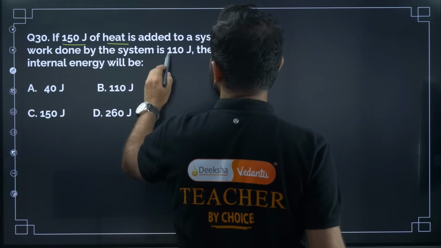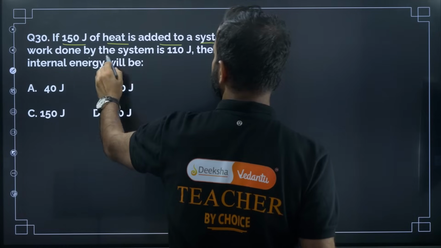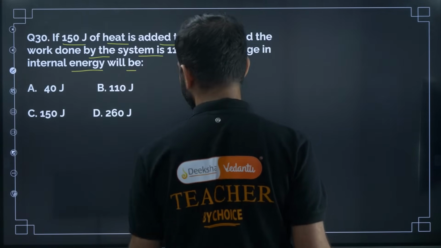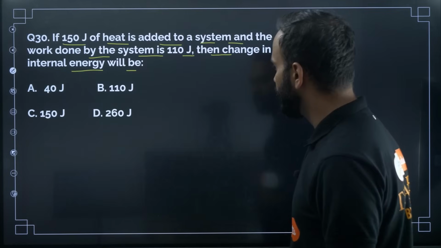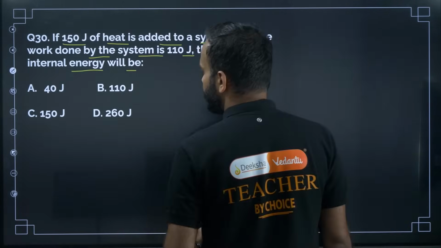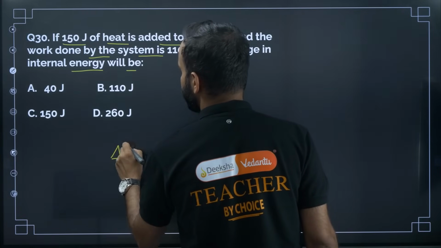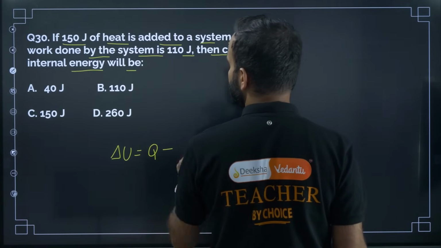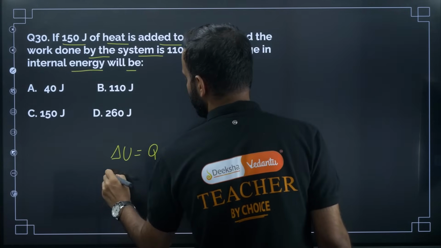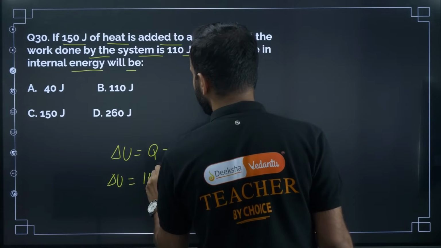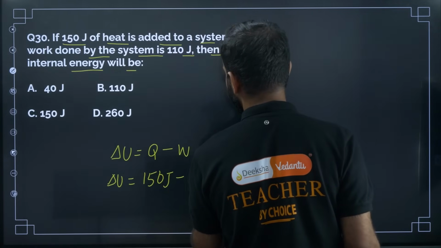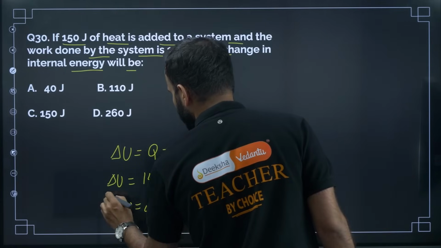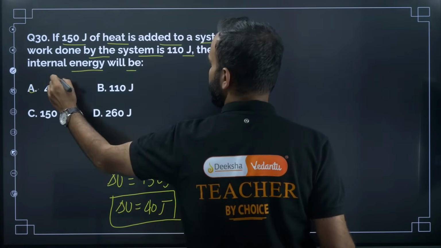If 150 joule of heat is added to a system and the work done by the system is 110 joule, then the change in internal energy will be. We need to find change in internal energy, right? So we know that the change in internal energy delta U is equal to Q minus work done W. So now delta U is equal to Q, 150 joule, minus work done, 110 joule. So now delta U equal to 40 joule. So the correct option is A.